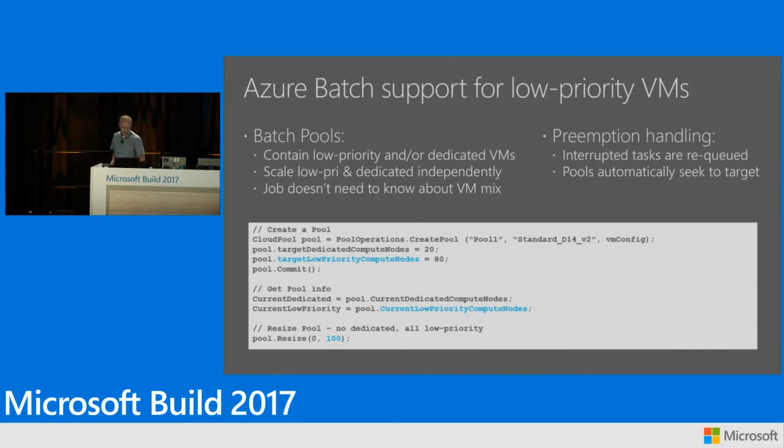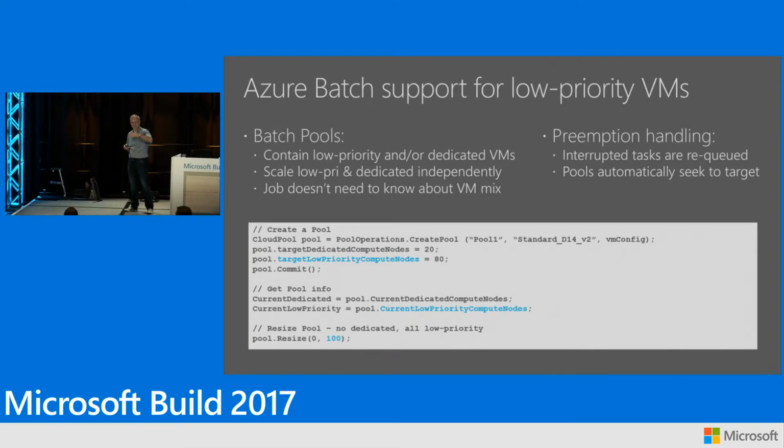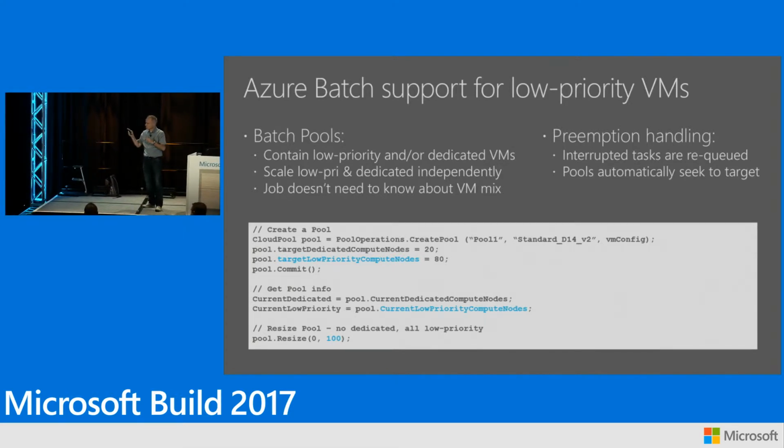So we saw that on the pools, the mixture. Then really the nice thing with Batch today is you can scale up and down at any point, explicitly or with autoscale, the number of dedicated VMs. With low priority, you can actually do the same. So dynamically, you can change the mix of the VMs in the pool.